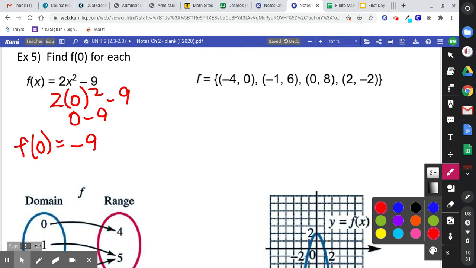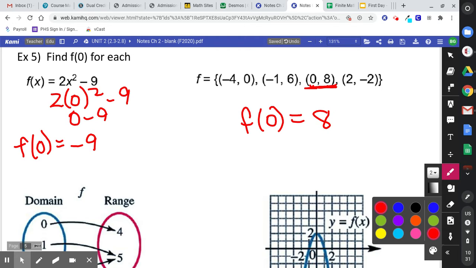But the next one, for some reason, throws people for a loop. Some of these other ones throw people for a loop. F of 0, think about it as you're plugging in x equals 0. If you're plugging in x equals 0, that's right here, and you're going to get this number right here, 8. The answer is 8, and that's all there is to it. There's nothing to that at all. If you plugged in 0, you're going to get 8.